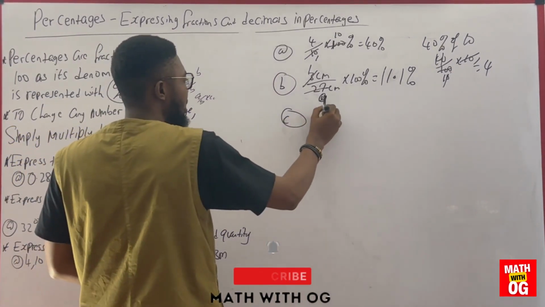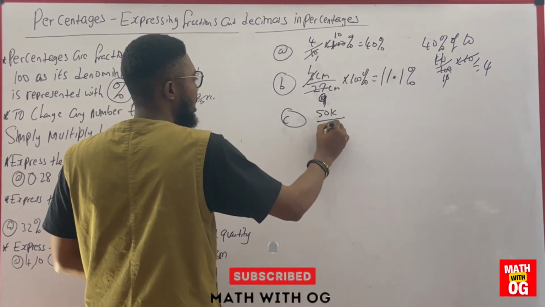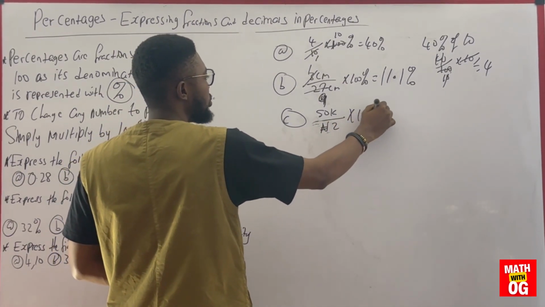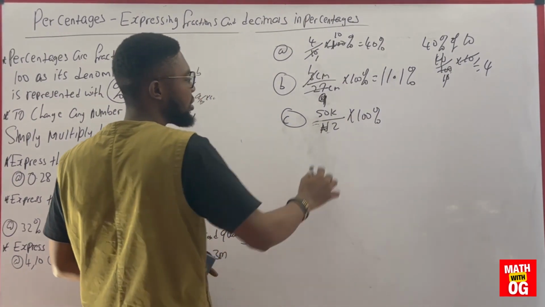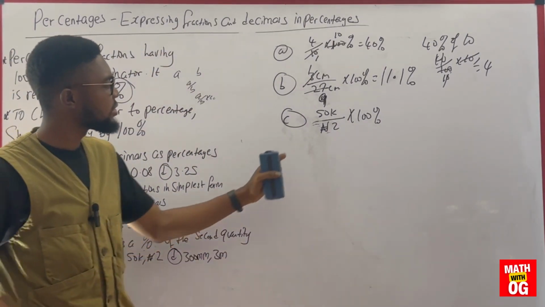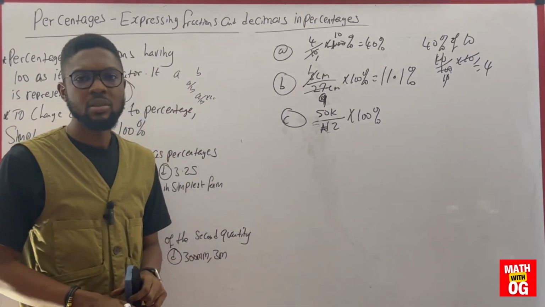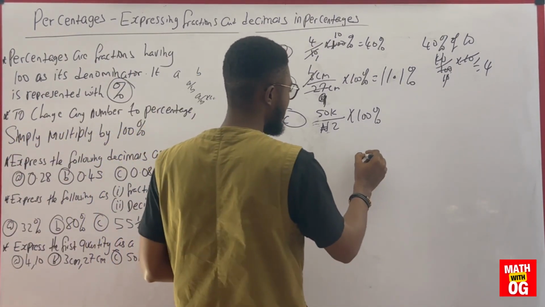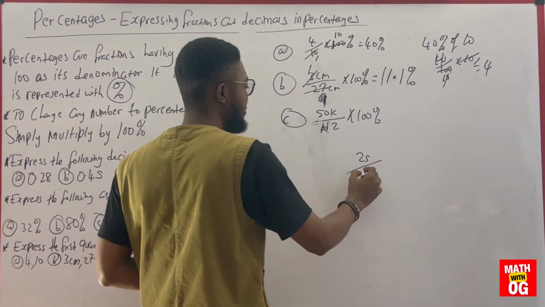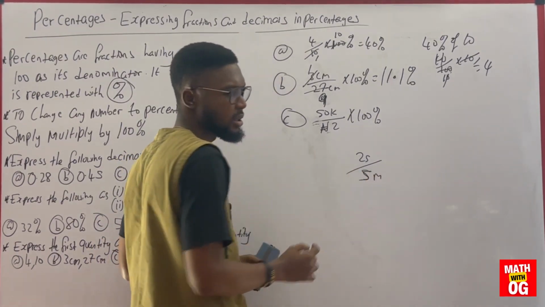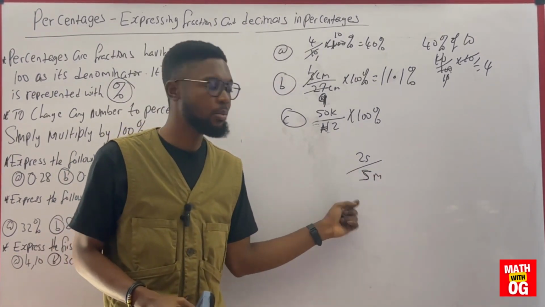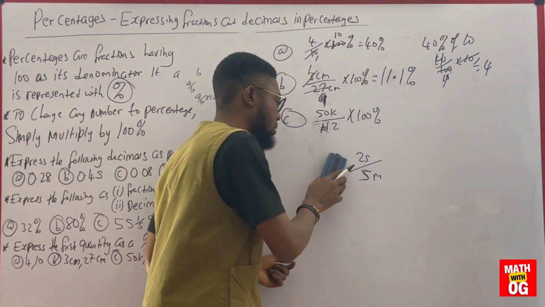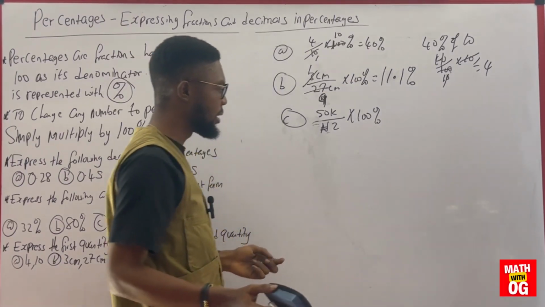So I can write here 50 kobo over 2 naira multiplied by 100%. As you can see, the units are not the same, so we can't cancel out. There's nothing we can do except the units are what? The same. Nobody will ask you to express 2 seconds as a fraction of 5 meters. It does not even make any sense because the units are not what? The same. There's nothing you can do. This question does not make sense and it can only come from a madman.